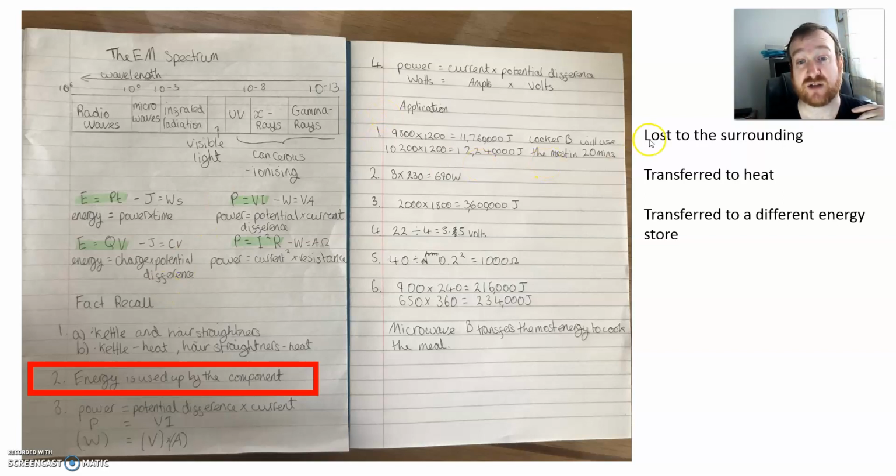So you can write things like it's lost to the surroundings. It's transferred as heat. Transferred to a different energy store. It's not that it's used up. So it's a wonderful piece of work, but if you answer a question like this, you've got to be really careful with it. Never say it's used up by something. Always say it's transferred to something else. Try to figure out what that is. Now, most of the time, it is transferred to heat. Most of the time, some energy is transferred to heat, especially when we're talking about efficiency and lost energy.